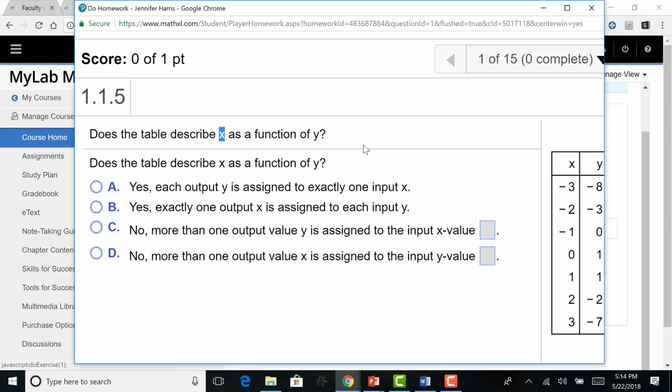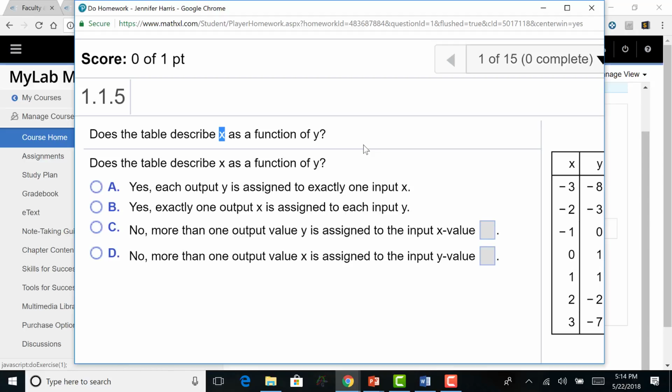If they are, it's a function. So what's your answer? No. Are all the Y values different? No, they're not all different. There are two ones. So now, is the Y considered an output or input column? The Y's right now are the input column. So we're calling this Y value an input, so we're going to say no, but which one of the no values is right? D. Because we're calling Y the input column now, so it's got to be D.